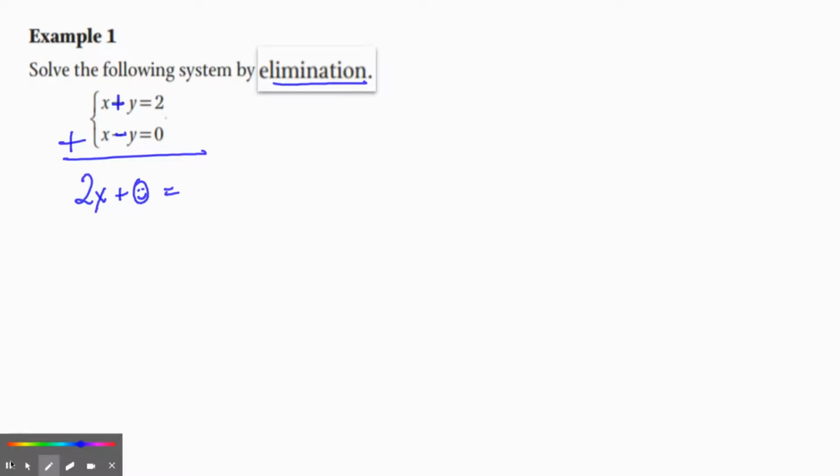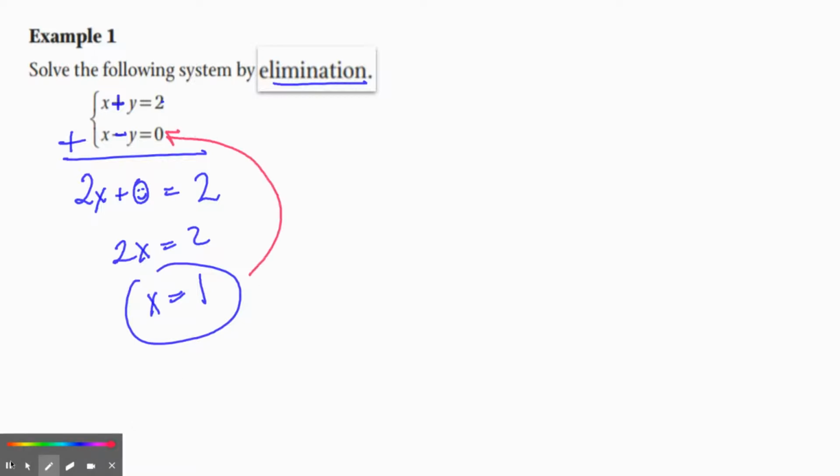And that leaves us with 2 plus 0, which is 2. So now I got 2x is equal to 2, so therefore x is equal to 1. Now I can substitute back into either this equation or this equation and solve for y.